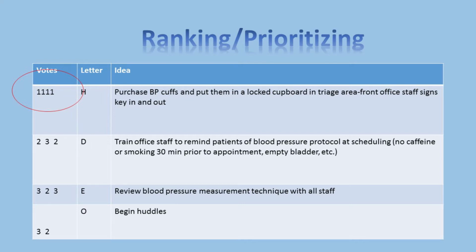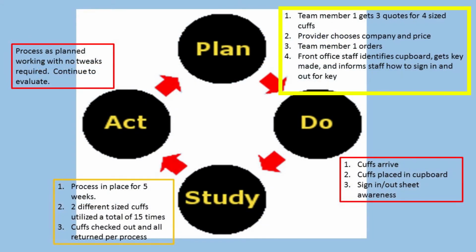Of note, many good ideas did not make the cut. These can be reevaluated after the first 4 interventions are tested, studied, and put into practice. It is a good idea not to try and implement a lot of interventions at one time to avoid frustration. In our example, the team thought that the purchase and use of different sizes of cuffs was the most important to start with. Planning begins.